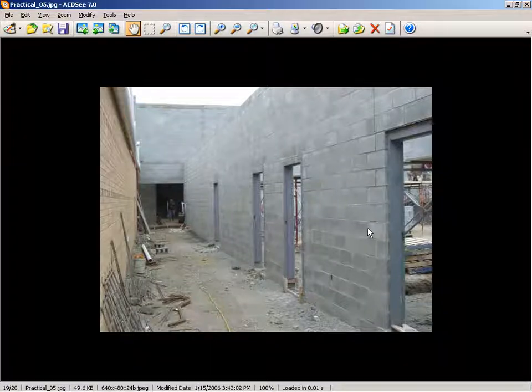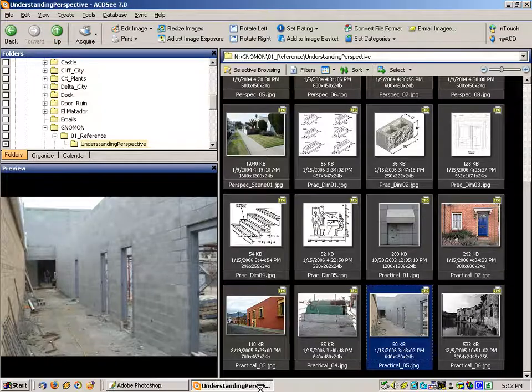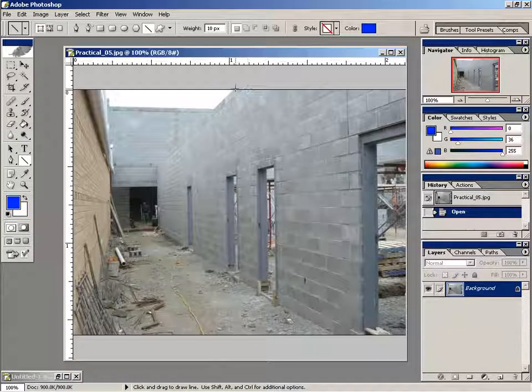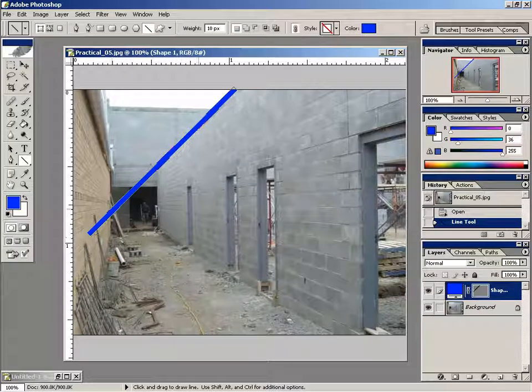Now here we can do one more thing. We can find the vanishing points in this image. This is a good image to do that with. So we take this into Photoshop, and just like before, we're going to just follow these lines and find where that horizon is. And that's where the horizon is.